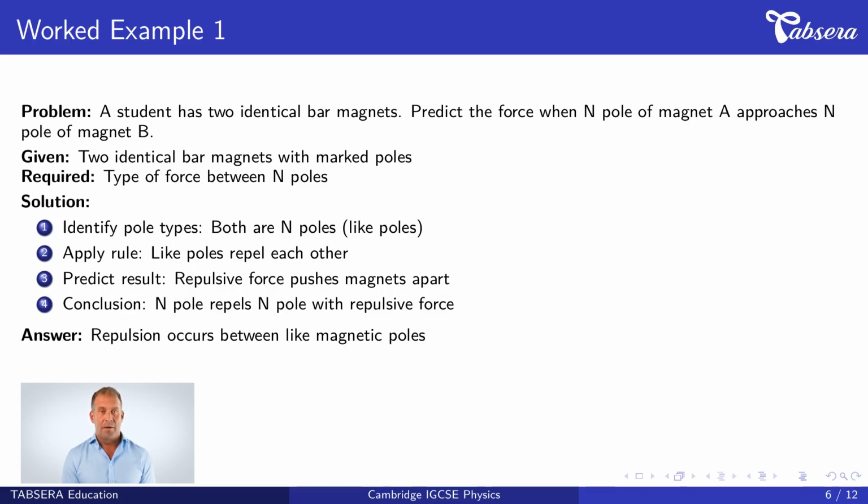Step 1, identify pole types. Both magnets have N poles approaching each other, so these are like poles. Step 2, apply the fundamental rule. We use the principle that like poles repel each other, which means identical poles push apart.